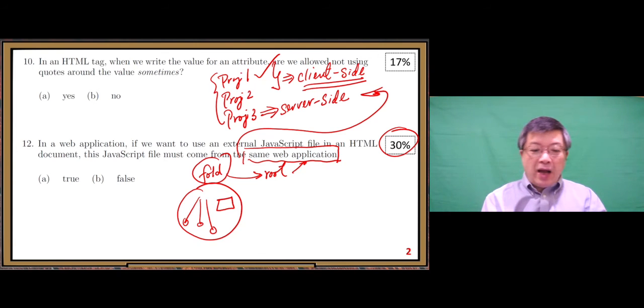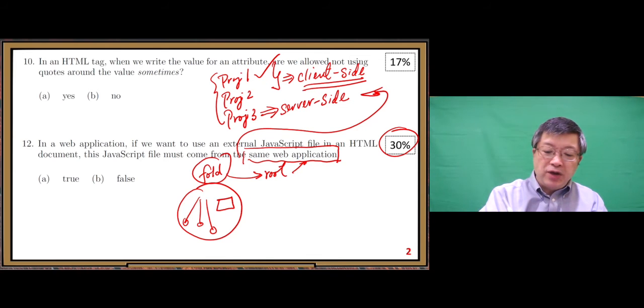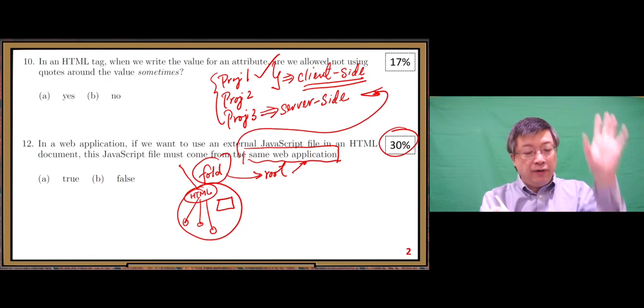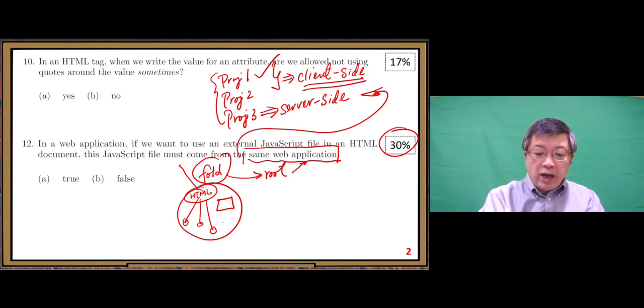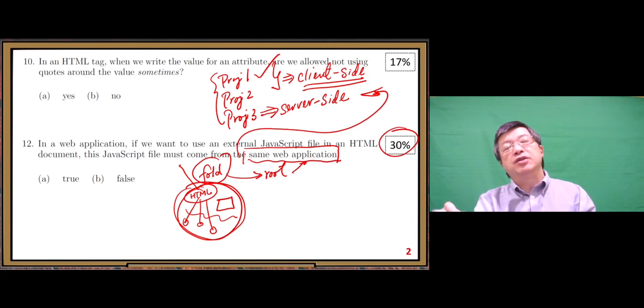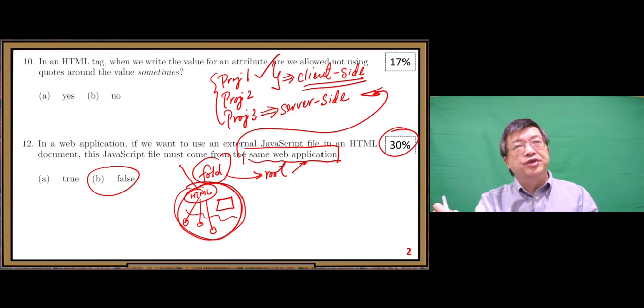All right, so now the question is about an external JavaScript file. Suppose you have an HTML page here, but you need an external JavaScript file. The question asks whether that external JavaScript file has to come from this same web application, somewhere inside this root folder. That's the question. The answer is no, false.